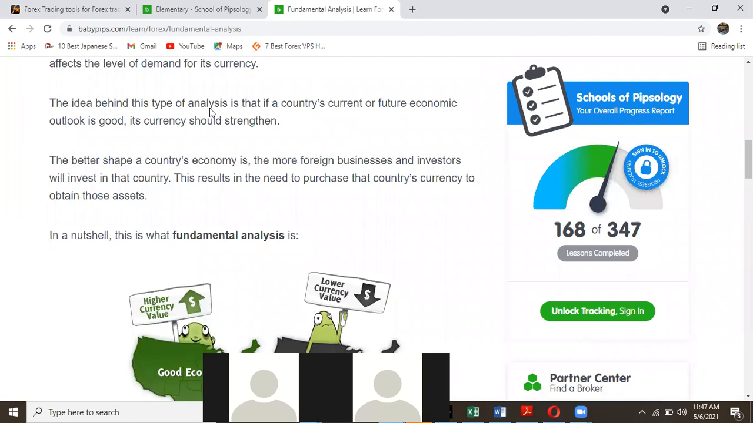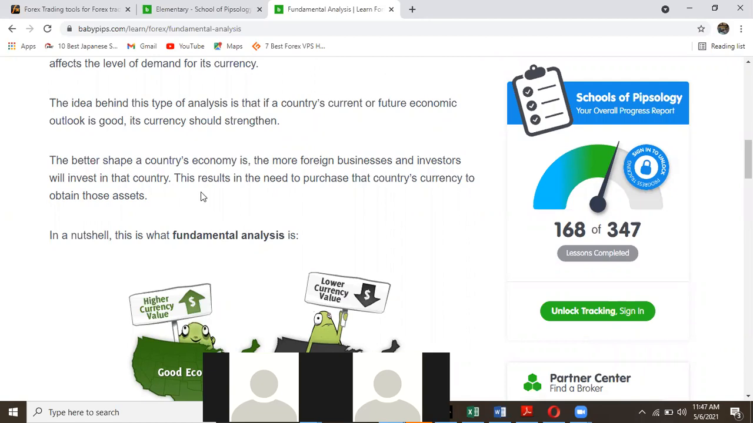The idea of this type of analysis is that if a country's current or future economic outlook is good, its currency should strengthen. The better shape a country's economy is in, the more foreign businesses and investors will invest in that country. So this results in the need to purchase that country's currency.